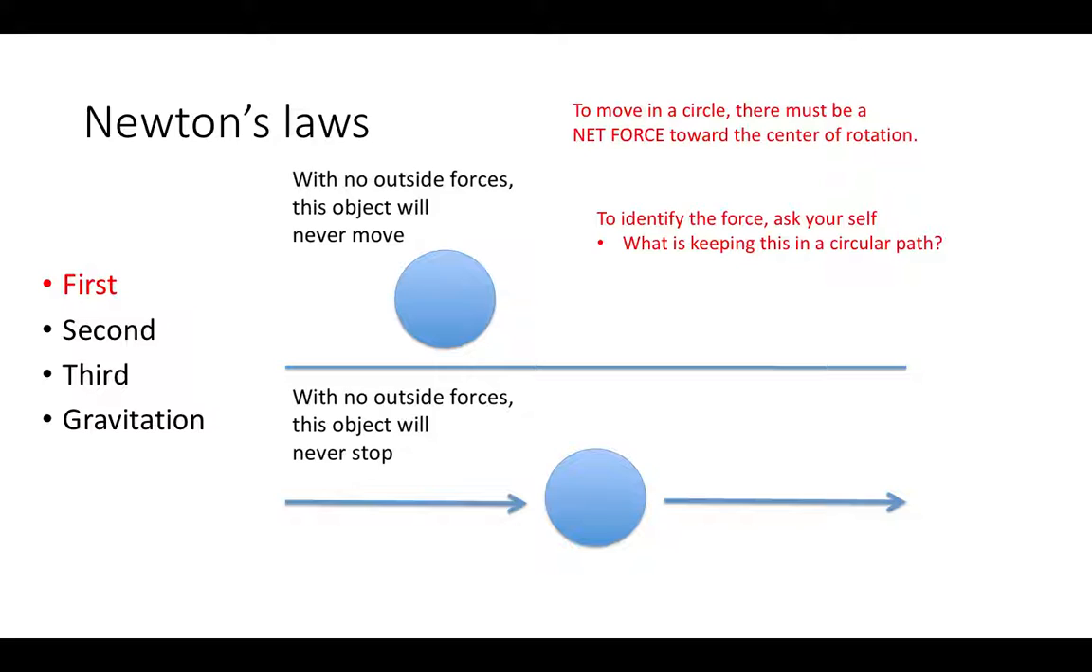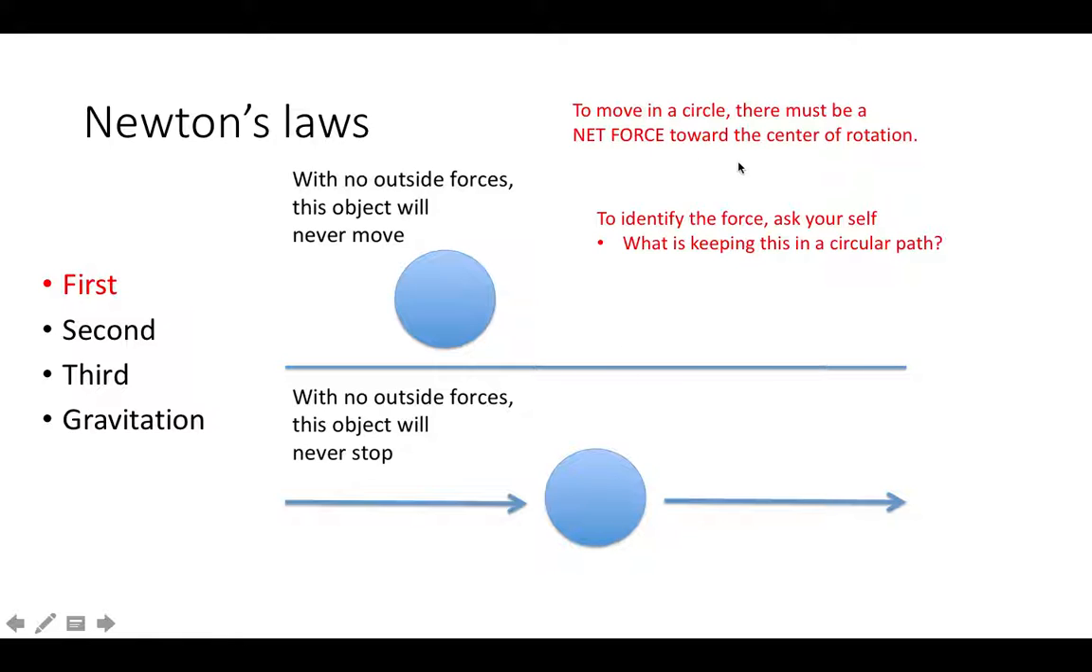Let's touch on Newton's laws real quickly and how they fit in here. Newton's first law is really helpful in figuring out what force might be causing the centripetal acceleration and force. And that's by remembering that objects will move in straight lines unless there's a net force acting on them. So in the example of this one, it won't ever move if there's no force on it, and this one won't ever stop, but they're moving in a line.